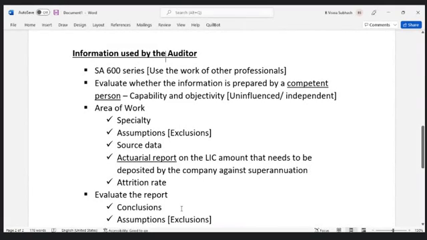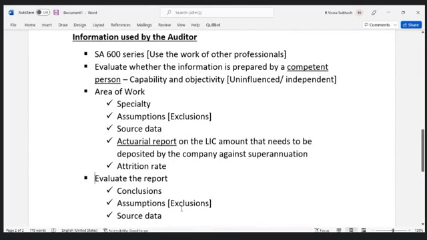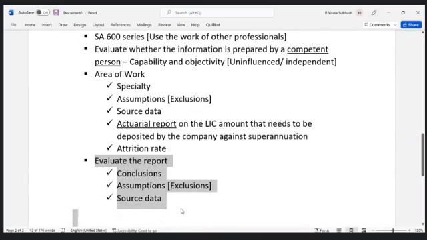So whenever you are using any report by any other person, any other professional, it is called information used by the auditor. So SA 600 series is where this will get covered. When we are doing that, there are three things that you need to look into. One is the competency of the person, the speciality, and the report: what are the source data, what are the assumptions, and then what are the conclusions that the report has given.